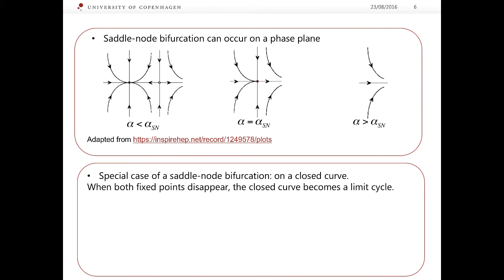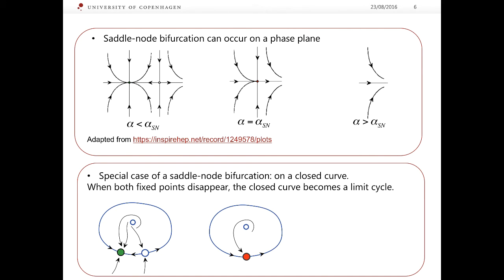There can be a special case of a saddle node bifurcation that occurs on a closed curve. Namely, it is possible when two fixed points sit on a certain closed curve, as is shown here, with a stable fixed point shown to the left and the saddle point shown to the right. Before the bifurcation, the two points are separated by a certain distance, but as the parameter value approaches its bifurcation value, they come closer together.